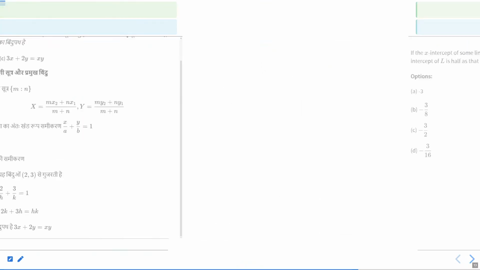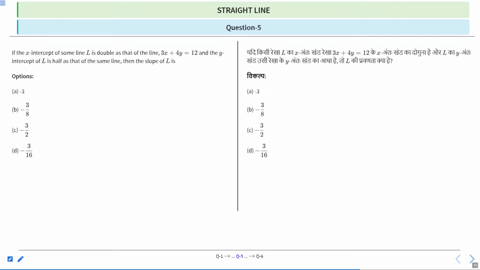Question number 5. If the x-intercept of some line L is double that of the line 3x + 4y = 12, and the y-intercept of L is half of the same line, then the slope of L is. So we are given a line, and we have to calculate another line, for which the x-intercept is double that of this line, and the y-intercept is half that of this line.